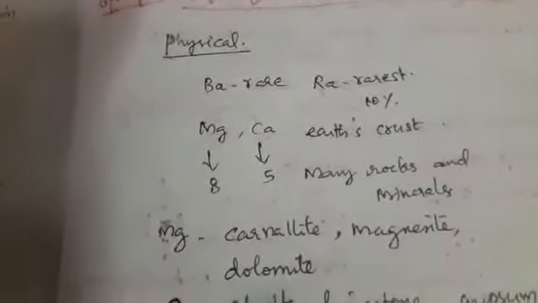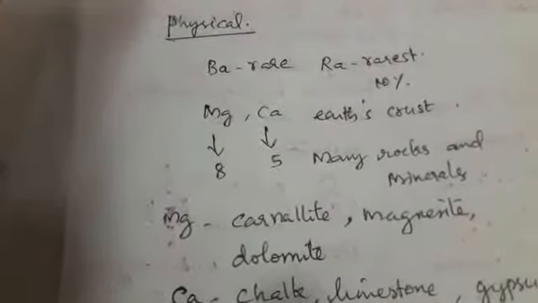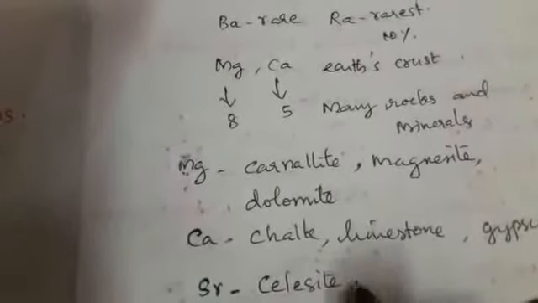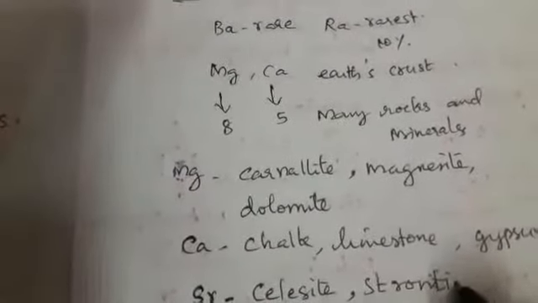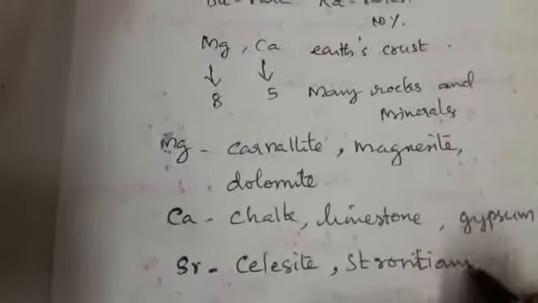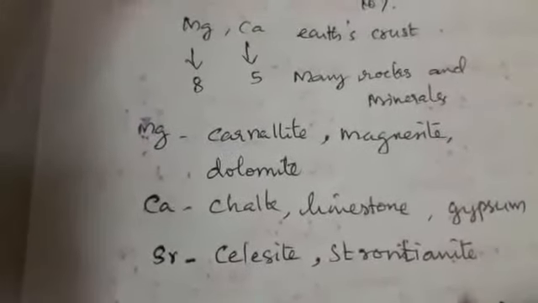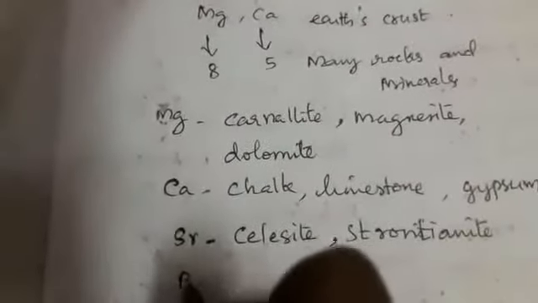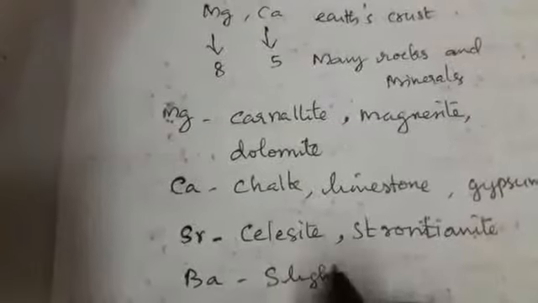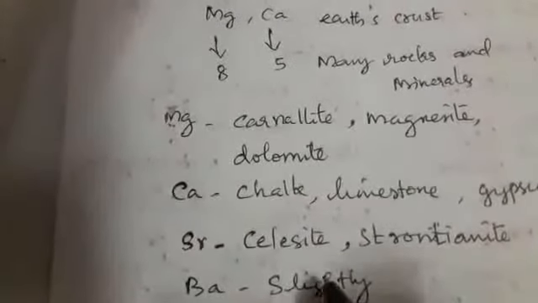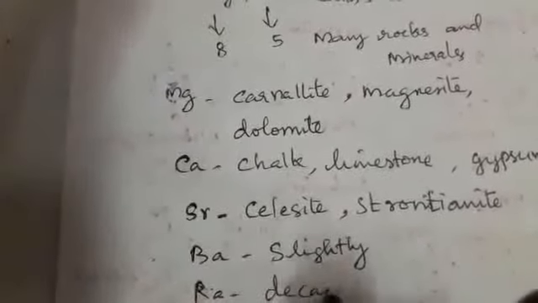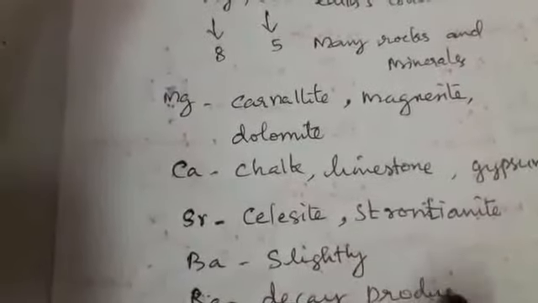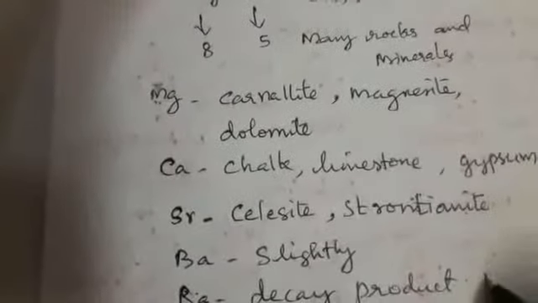Strontium is found in minerals such as celestite and strontianite. Barium is slightly less common. And radium is a decay product. Decay product means nuclear reactions; it is a product of uranium.